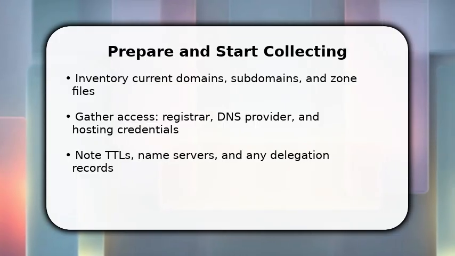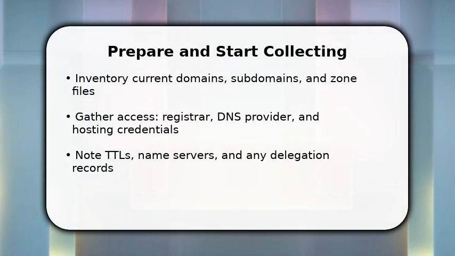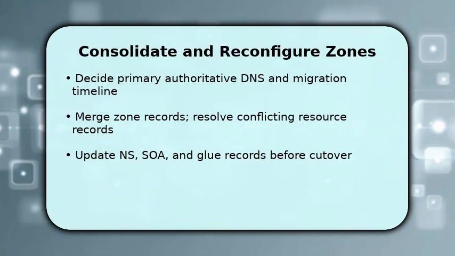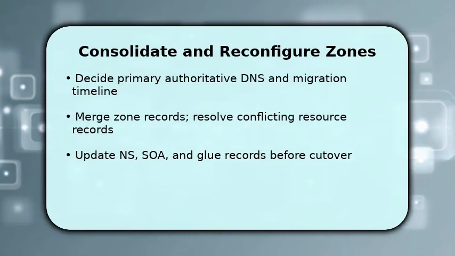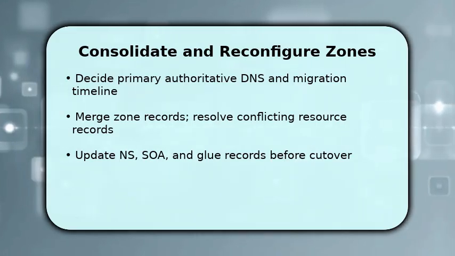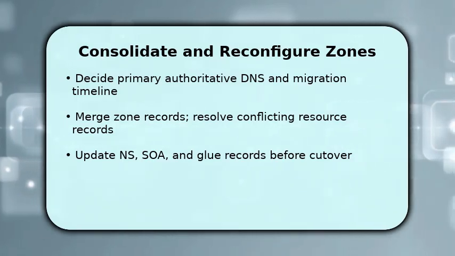You now perform the complex middle work. Choose a single authoritative DNS for the consolidated domain and schedule a migration window to reduce risk. Export each fragmented zone and merge records into a canonical zone, resolving conflicting A, CNAME, and MX entries by priority and testing in a staging environment.